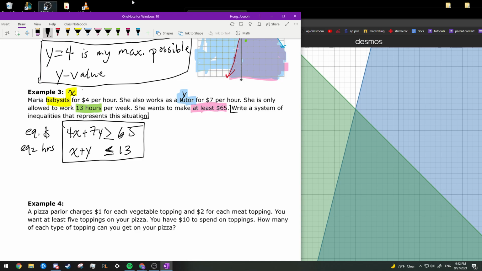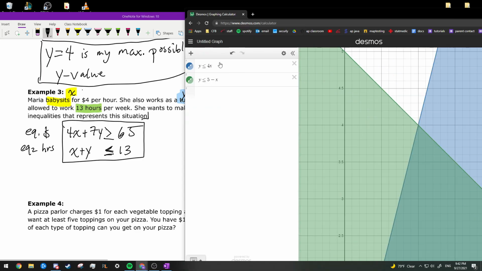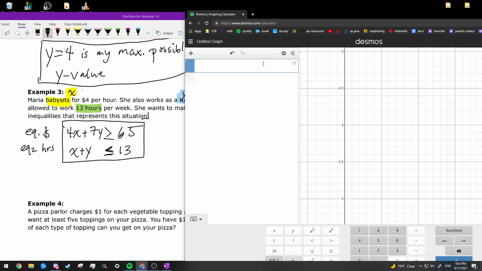If I wanted to solve this, which I will do because I'm a math teacher and I want to enable you, 4x plus 7y is greater than or equal to 65.